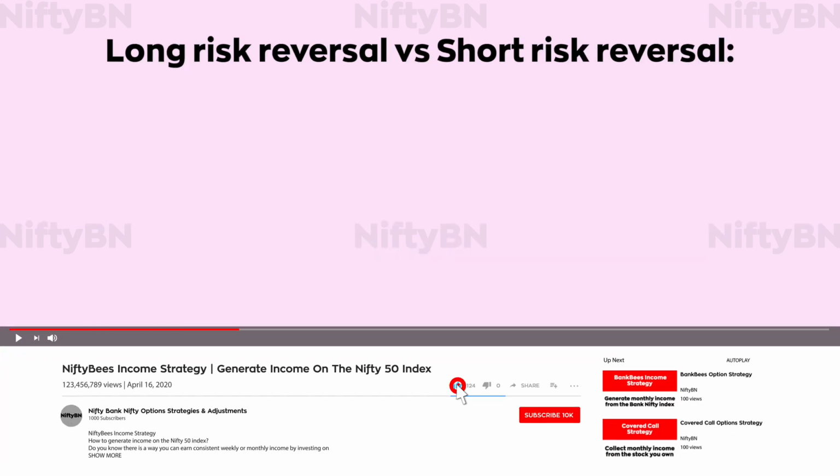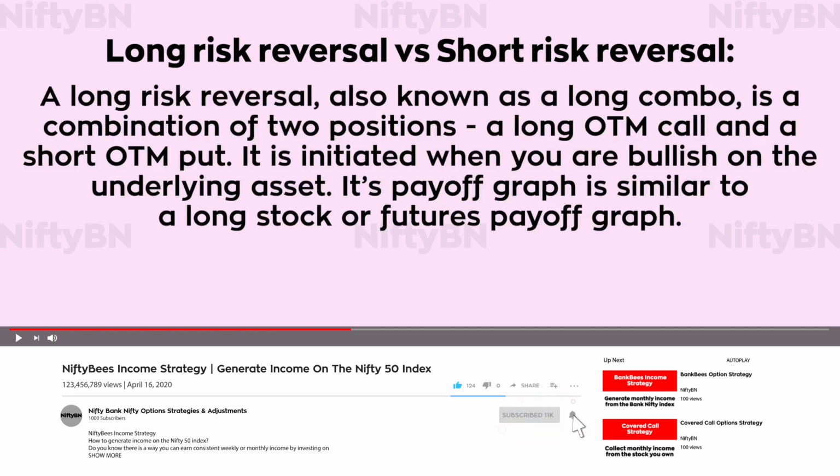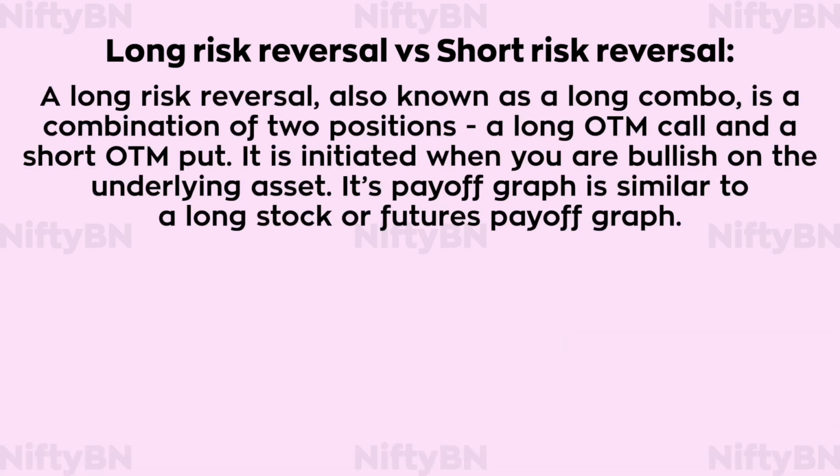Long risk reversal versus short risk reversal. A long risk reversal, also known as a long combo, is a combination of two positions, a long out of the money call and a short out of the money put. It is initiated when you are bullish on the underlying asset.